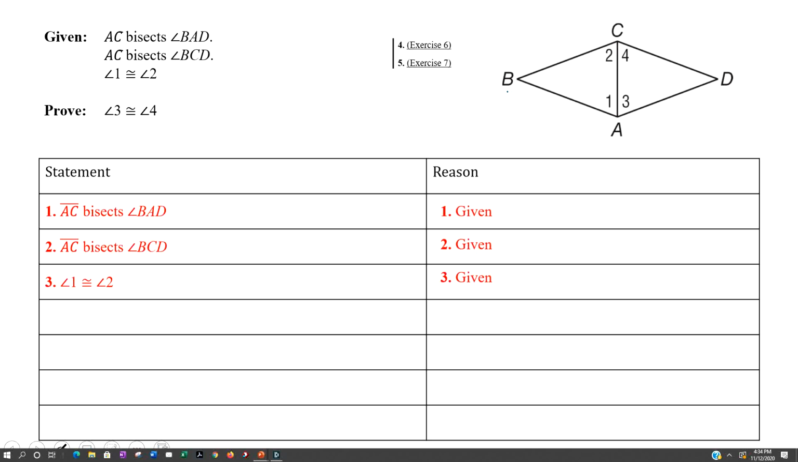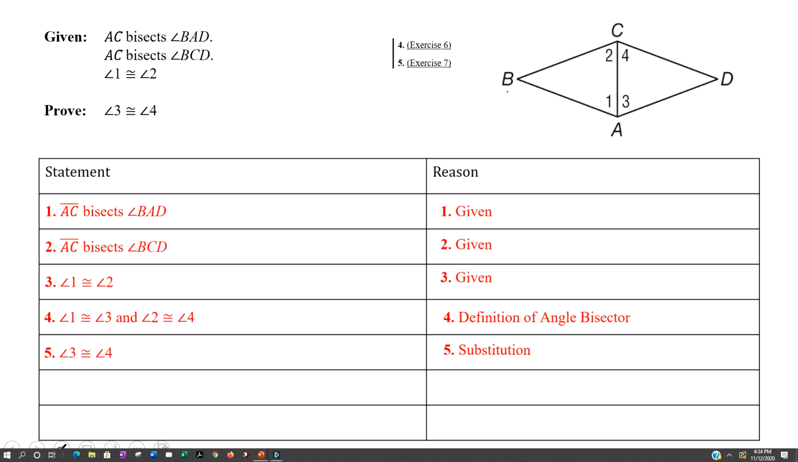They told us something about bisectors, so how are we going to figure out that angle 1 is congruent to angle 3 and angle 2 is congruent to angle 4? That's what bisectors do. That's the definition of an angle bisector. It cuts a big angle into two smaller angles that are equal in size. So we're able to say that angle 1 is congruent to angle 3, and angle 2 is congruent to angle 4.